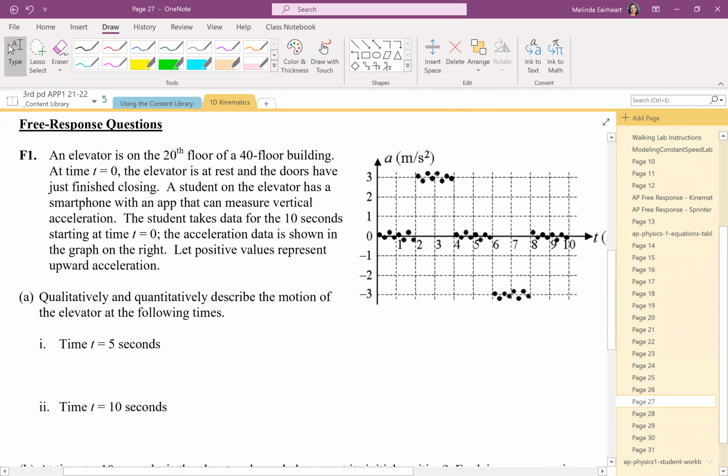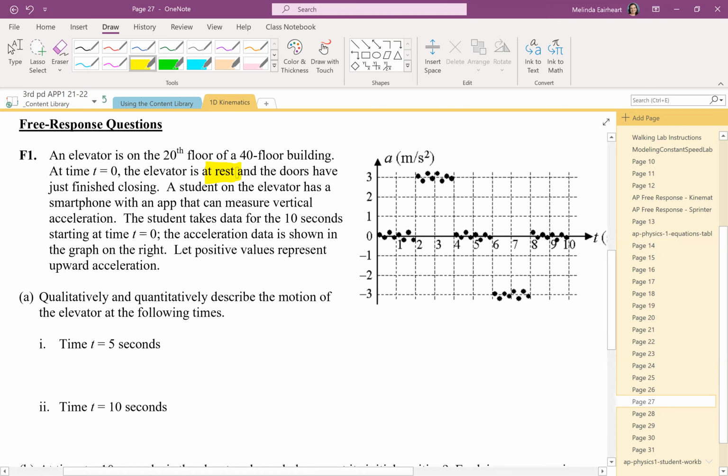An elevator is on the 20th floor of a 40-floor building. So we're starting midway. At time equals 0, in other words, when the timer begins, the elevator is at rest. Maybe tomorrow, by the time they get to the 20th floor, maybe it's in motion, right? Maybe it didn't stop at the 20th. So the infamous tomorrow, might it have an initial velocity? Sure, it's not always at rest, but here it is today. And the doors have just finished closing. In other words, we're about to take off.